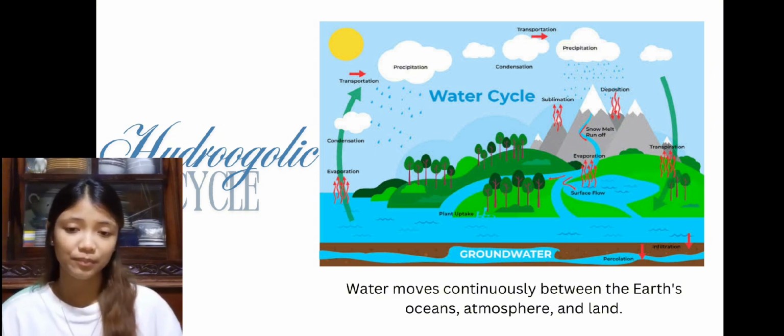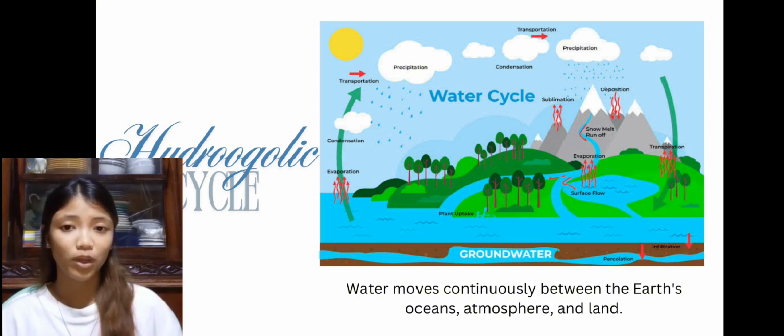Here's how it works. The sun warms the water in oceans, lakes, and rivers, turning it into a gas called water vapor. That is what we call evaporation. Plants also release water vapor. That is what we call transpiration. This water vapor rises into the air, cooling and forming clouds. As the vapor goes higher, it gets cooler and turns back into tiny droplets or ice crystals, forming clouds.